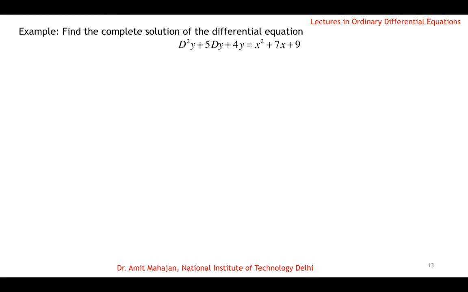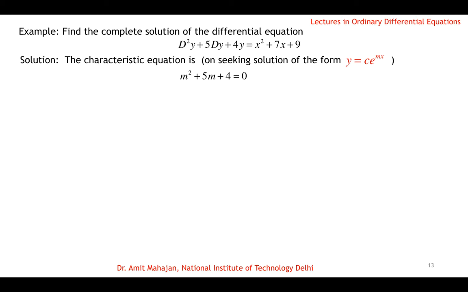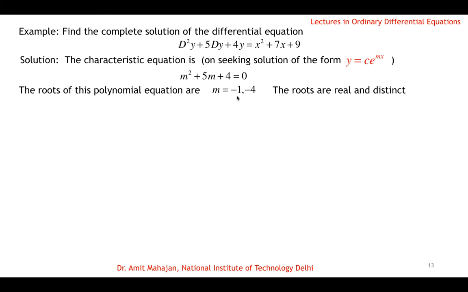Say, for example, we'll see what we mean by this. Say you have to solve this second order non-homogeneous differential equation where the right hand side is a polynomial, x square plus 7x plus 9. So the highest power is x2. First, again, the complete solution. We first solve the homogeneous equation and write the characteristic equation, which is m square plus 5m plus 4 equal to 0. Find the two roots. Here the roots are minus 1 and minus 4. So the complementary function is c1 e power minus x plus c2 e power minus 4x. So it is easy to write the complementary function now.